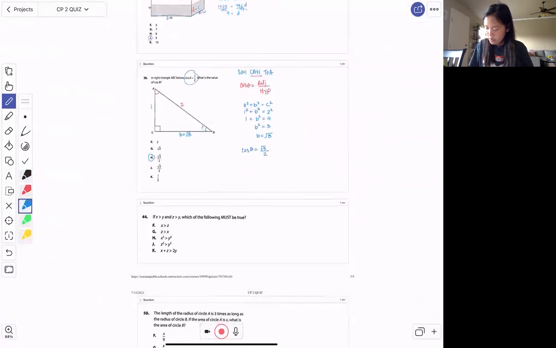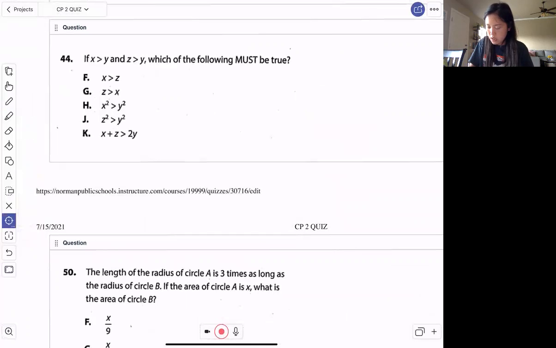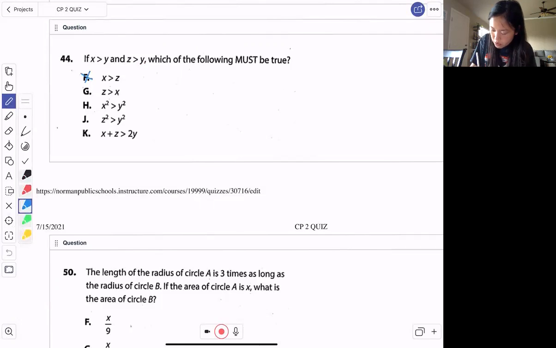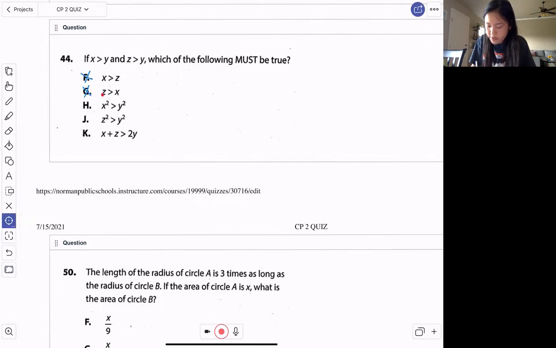All right. 44. So this one is, which of the following must be true given the condition? So it says X is bigger than Y and Z is bigger than Y. So that tells me that Y is the smallest out of X and Z. So in this case, it says X is bigger than Z. I don't think that can be true because we don't know the relationship between X and Z. Okay, we just know that they're both bigger than Y, but we don't know how much bigger. So I don't think it's F, nor do I think it's G, because that's like the same thing. I don't know if Z is bigger than X because I don't know how much bigger Z is than Y.